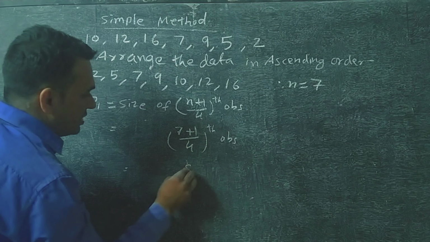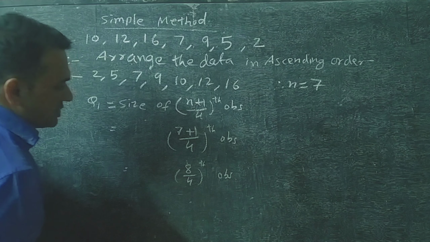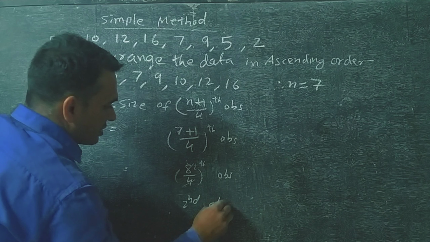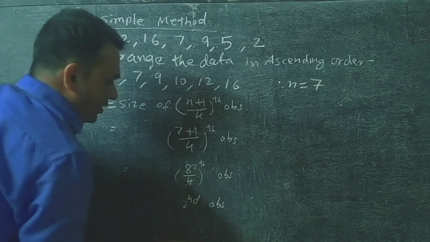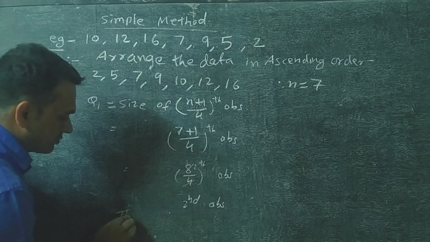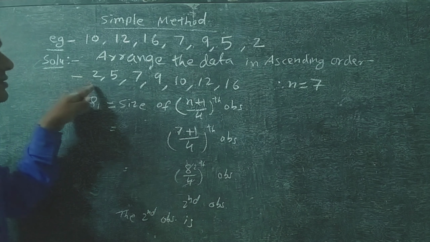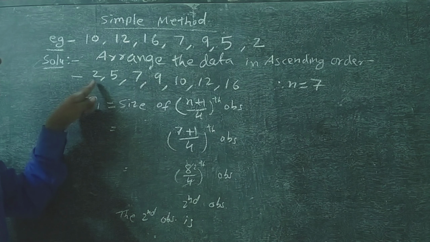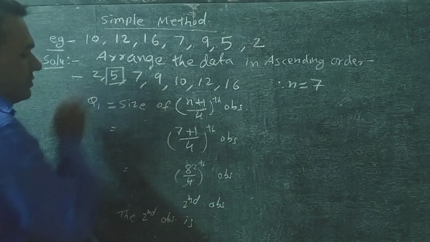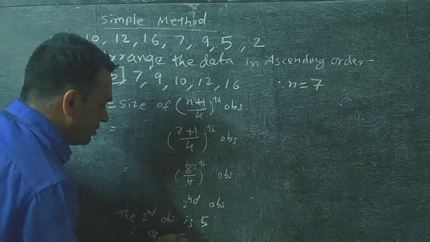7 plus 1 becomes 8, divided by 4th observation. Here 4 2s are 8, means the second observation. Then we write the second observation. Let's see in our data. The first observation is 2 and the second observation is 5. Therefore, our quartile 1 is equal to 5.